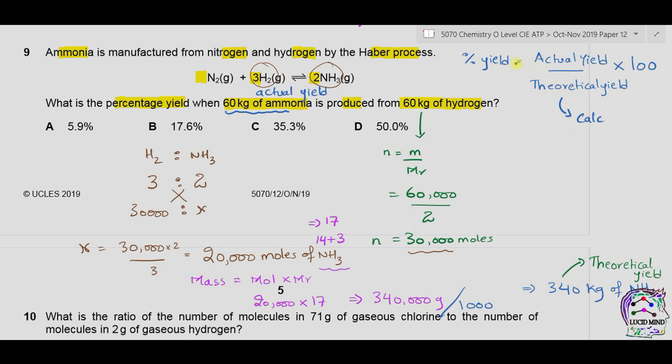Let's put the values in the percentage yield formula. Percentage yield is equal to actual yield, which is given as 60 kilograms, divided by theoretical yield, which is equal to 340 kilograms, into 100. So the percentage yield comes equal to 17.64%. The answer is therefore B.